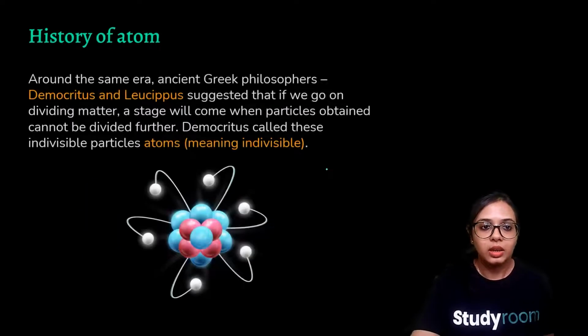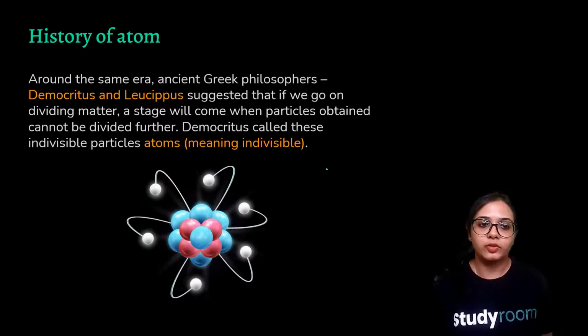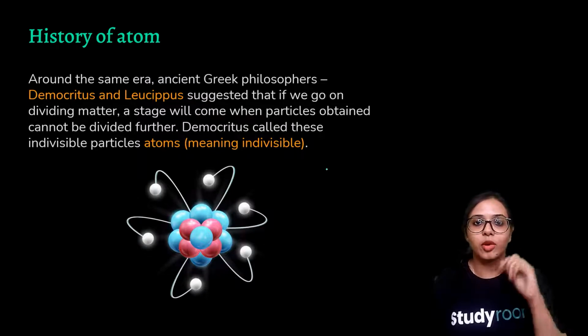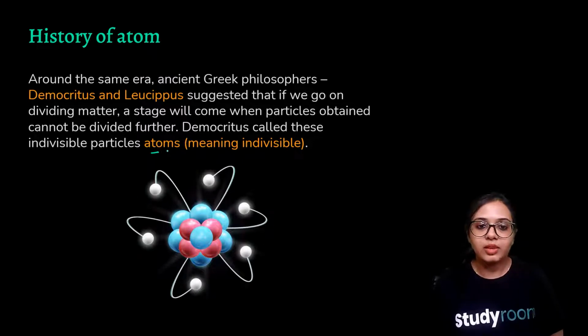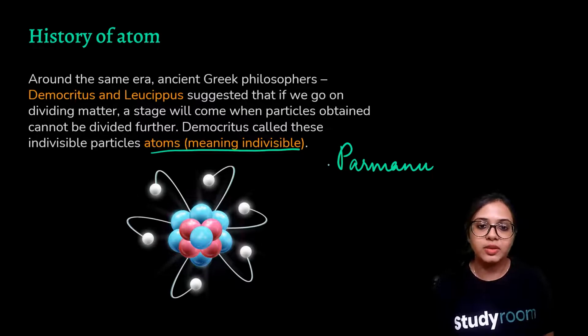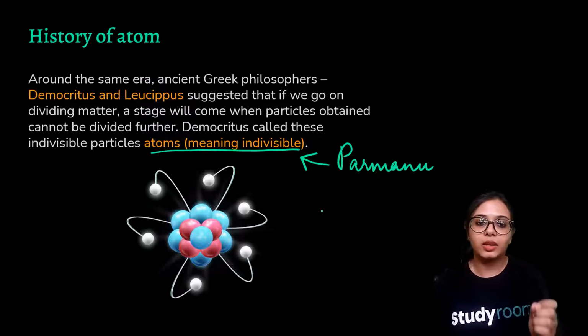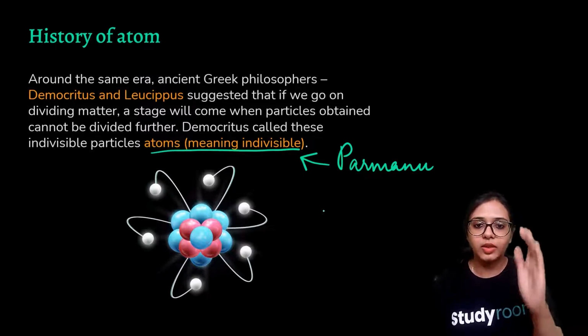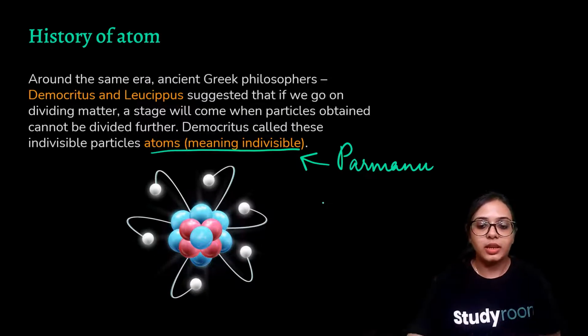All right. Around the same era, ancient Greek philosophers such as Democritus and Leucippus suggested that if we go on dividing matter, a stage will come when particles obtained cannot be divided further. So similar to what the Indian philosopher had postulated. Democritus called these invisible particles atoms, atoms meaning indivisible. So basically what that Indian philosopher called Parmanu, this Greek philosopher Democritus is calling atoms. And why is he calling them atoms? He's calling them atoms because these particles won't be divisible in any other way.